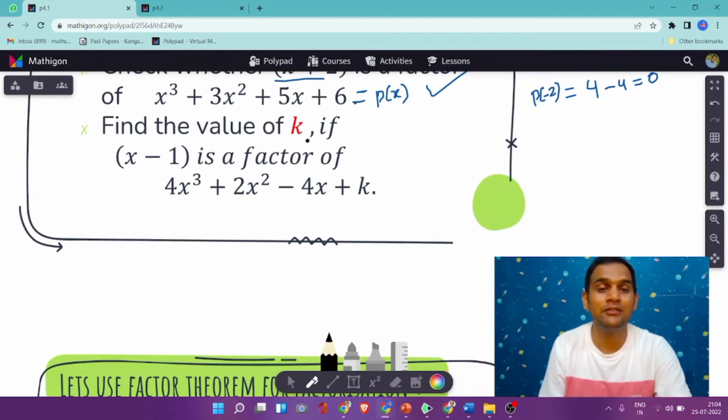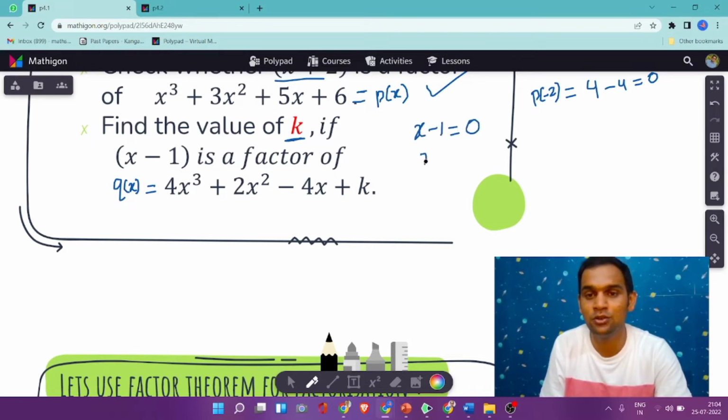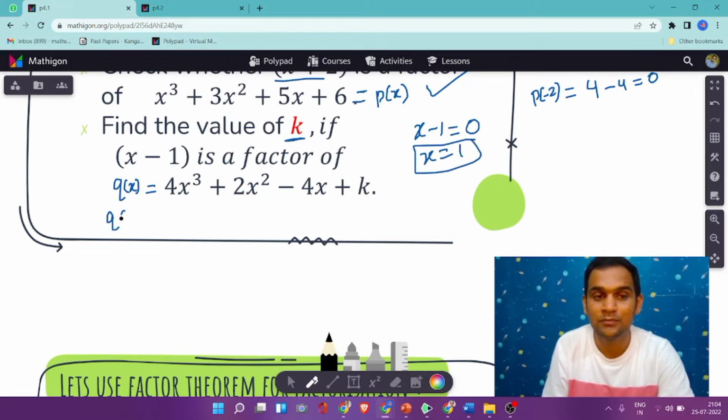Now, here we have the other question. Find the value of k if x minus 1 is a factor of 4x cubed plus 2x squared minus 4x plus k. What is the meaning of that? Since it's a factor, the remainder will be 0. What is the way to find the remainder? Let's suppose I name this polynomial as q of x. So q of the root of the divisor. The divisor is x minus 1, so let's find its zero: x minus 1 equals 0, so x equals 1. So if you find the value of q of 1, it should be equal to 0 because it's a factor.